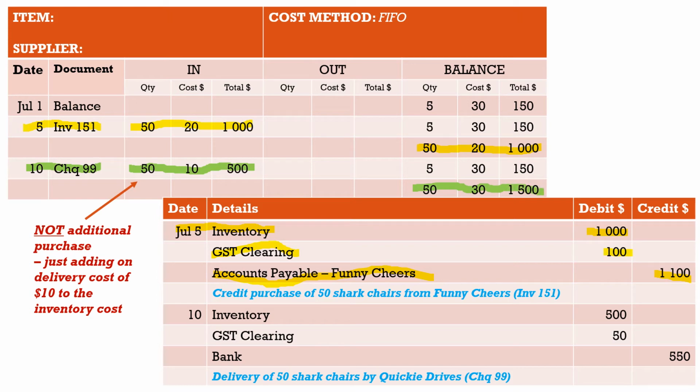Now back to the general journals. On the 10th of July, we are recording the delivery cost of $500 added on to the inventory cost by debiting $500 to inventory account, and we add on the GST $50, and we credit the bank $550, which represents the payment made to Quickie Drives for delivery cost.